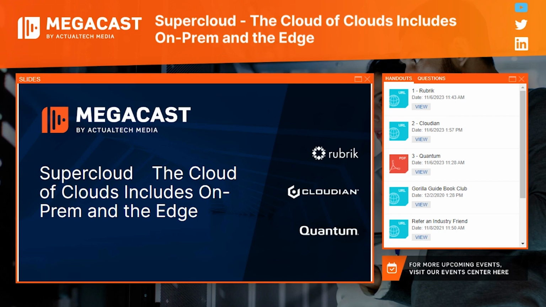So today we're going to get practical. We're going to talk about how we can use this particular superhero to our advantage. We're going to dig in with some top experts here with us today from Rubrik, Cloudian, and Quantum to talk to us about what the Supercloud is and how it can benefit you. We're going to give you some concrete ideas of how to make the Supercloud a reality at your organization.